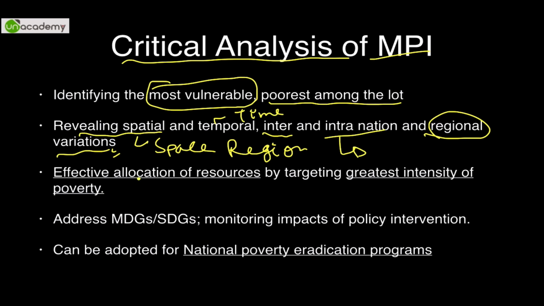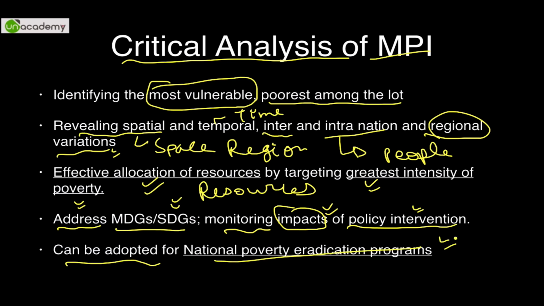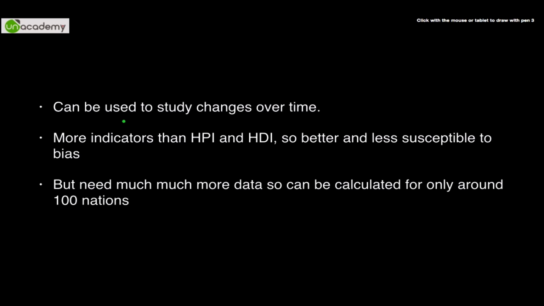From that data you can have effective allocation of resources, and you can strategize, you can plan, and you can target the greatest intensity of poverty. Those people who suffer with the greatest intensity of poverty can be targeted. It addresses MDGs and SDGs, that is Millennium and Sustainable Development Goals. You can also monitor if there is any impact. You have made the policy, but whether it is functioning or not, you can monitor through these MPIs. And it can be adapted for national poverty eradication programs. And it can be used to study changes over time, already spoken.